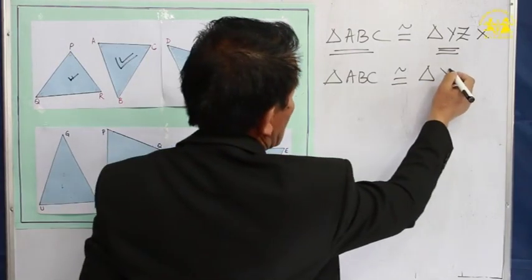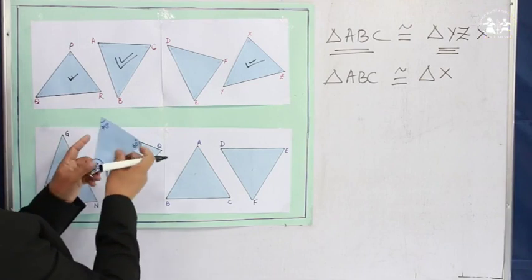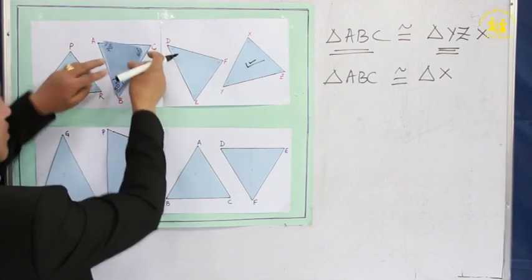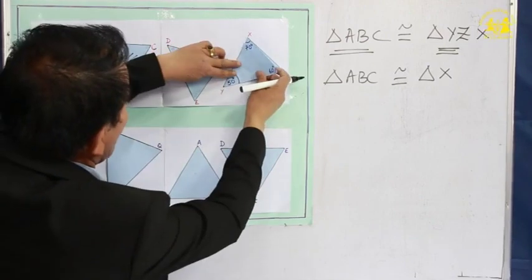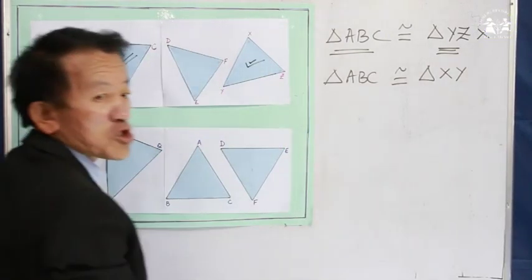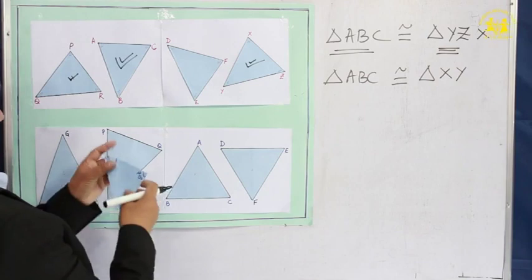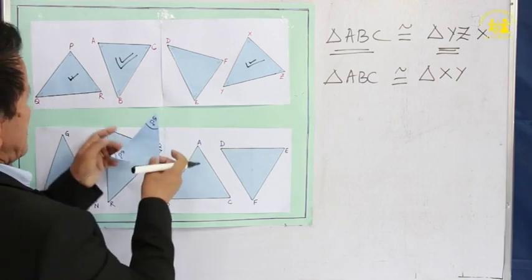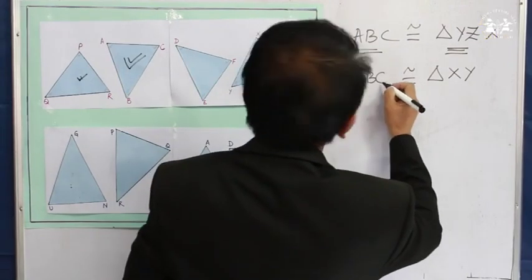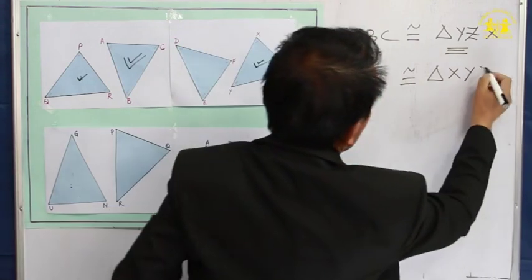Angle B is 50 degrees, and the corresponding angle is 50 degrees, that is Y. So B and Y are corresponding angles, they should be equal. And then last, angle C is 60 degrees, and the corresponding angle is 60 degrees, that is Z.